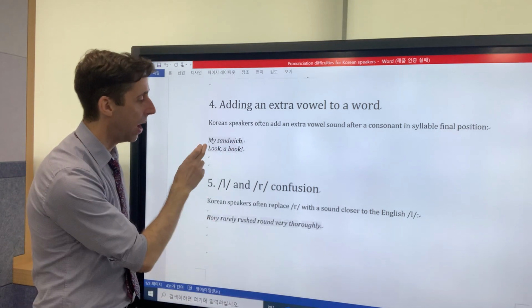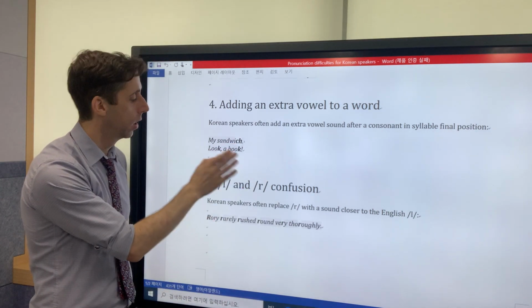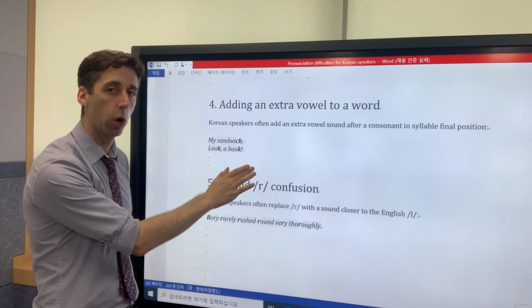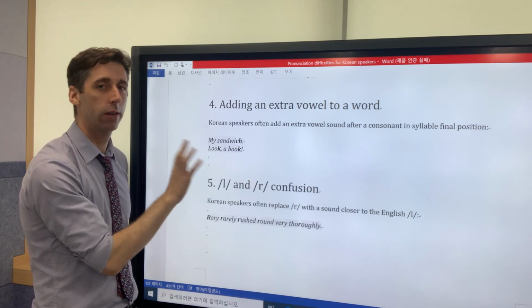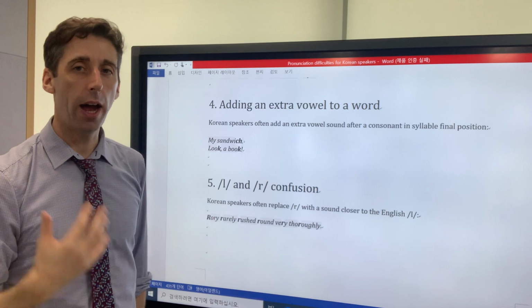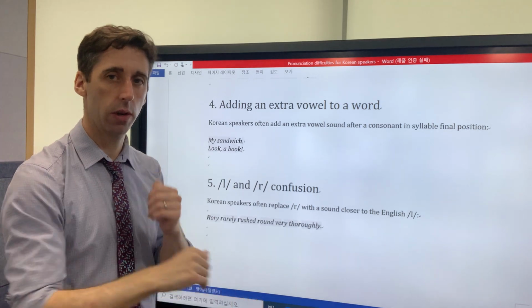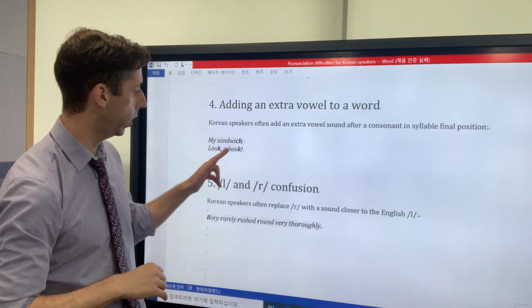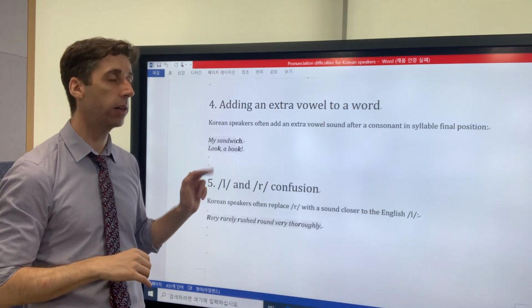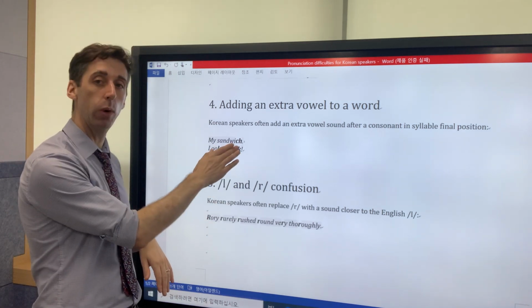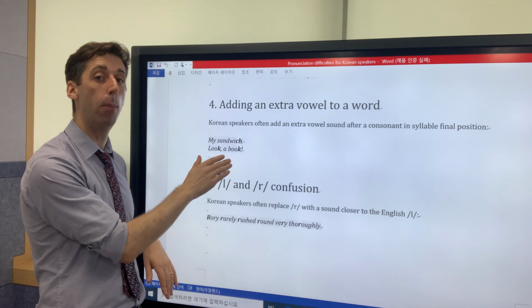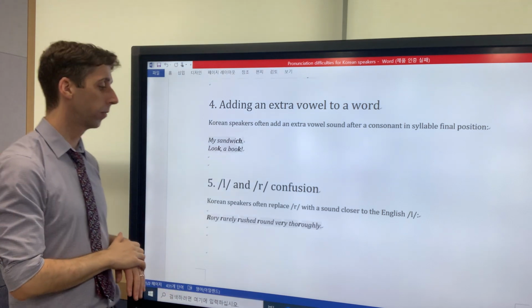For example, my sandwich. It's about controlling this sound. Ch. My sandwich. Look, a book. Look. No. You have to try and cut that sound away. All right? You're controlling the final vowel or final consonant. My sandwich. Look, a book. Okay?